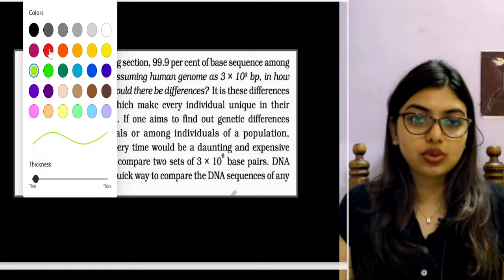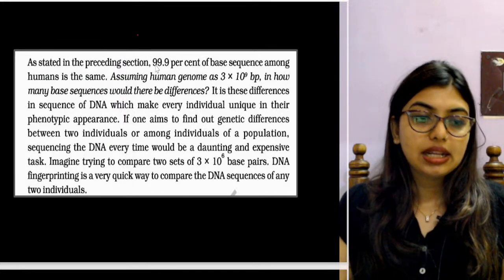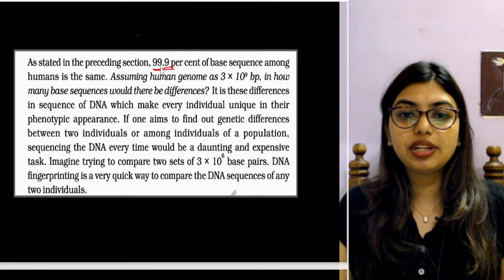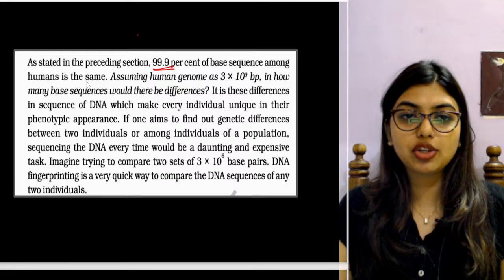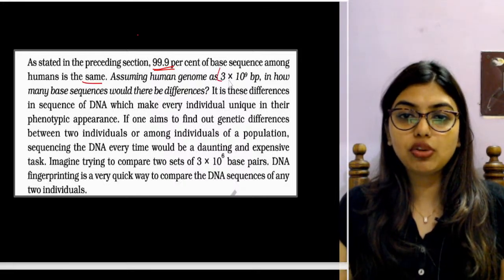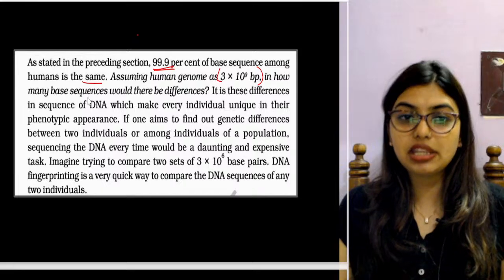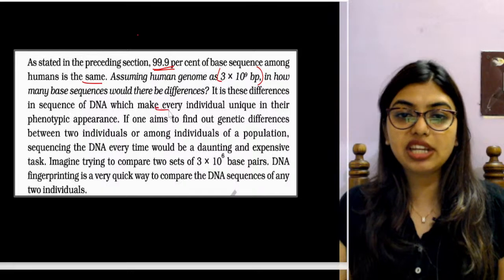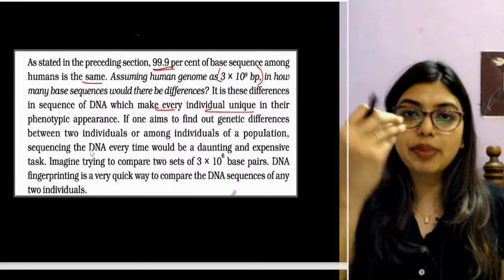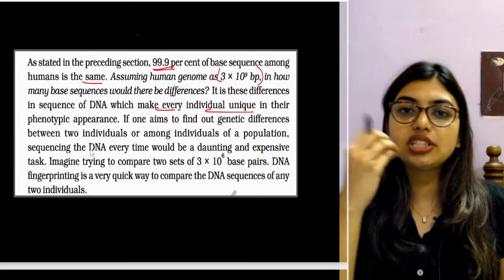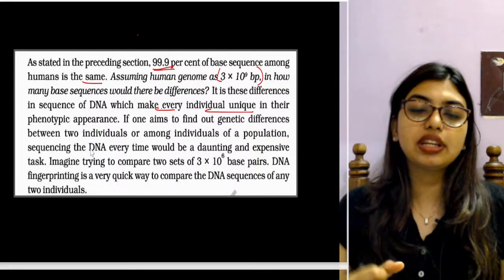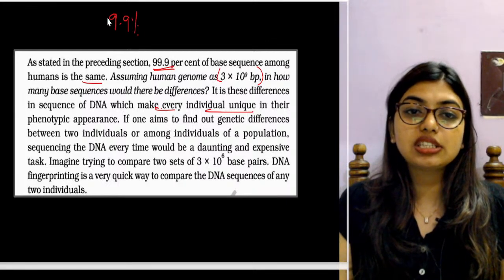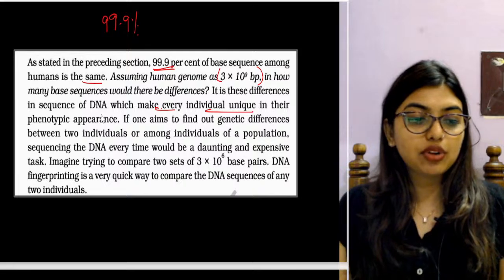See, as told in the preceding sections, 99.9% of the base sequence among humans is the same. Assuming the human genome as 3 into 10 to the power 9 base pairs, many base sequences would be the difference. It is these differences in the sequence of DNA which make every individual unique. Understood? That repetition makes everyone different. The change in the single nucleotide polymorphism makes every individual different. But otherwise, 99.9% of the gene is going to be the same for all of them.